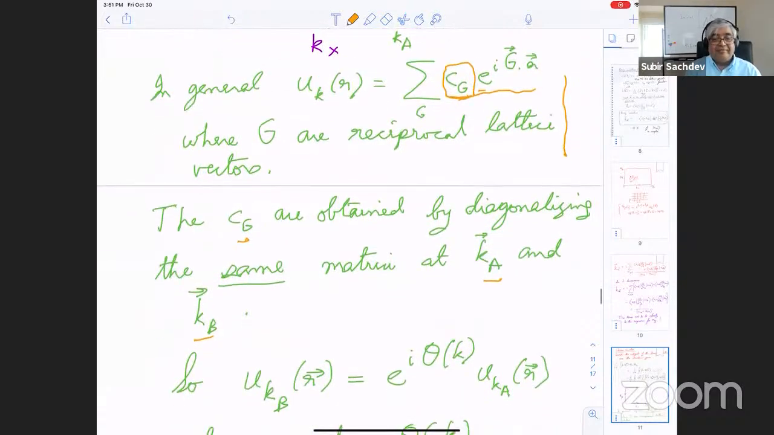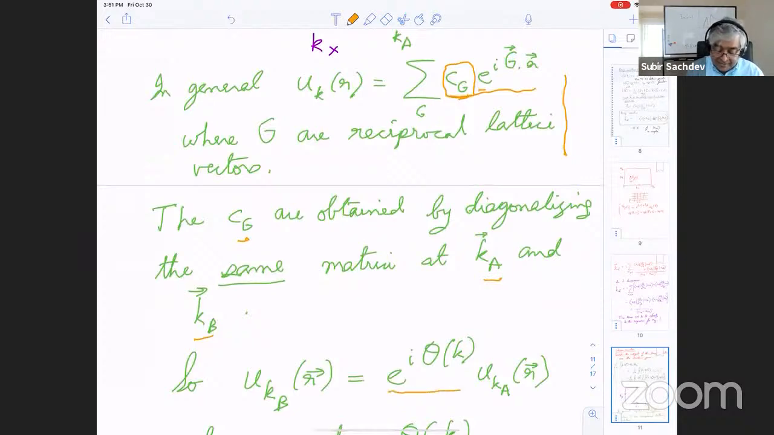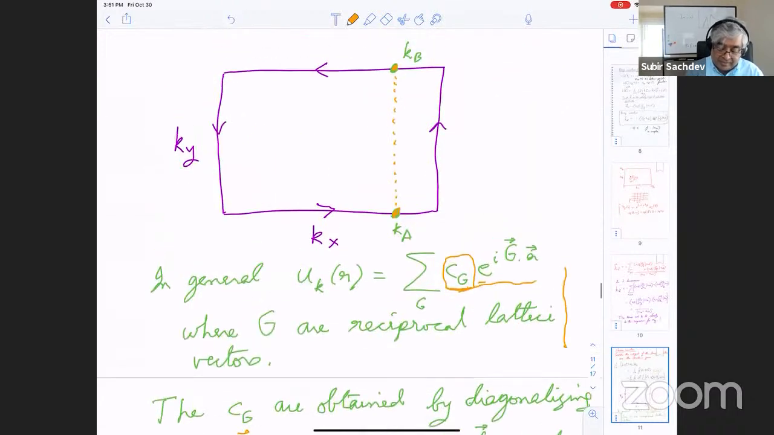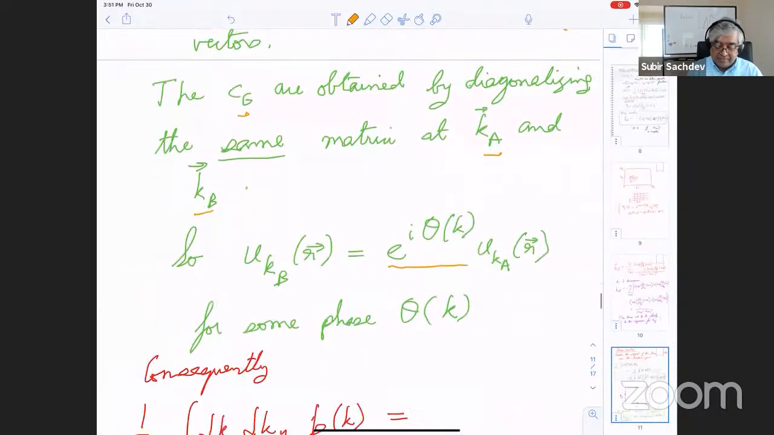But they don't have to be equal. They can differ by an arbitrary phase, e to the i theta of k. That is, if you try to make a solution here and smoothly continue to the other point, you won't end up back at the same solution. You'll end up with the same solution up to a phase.